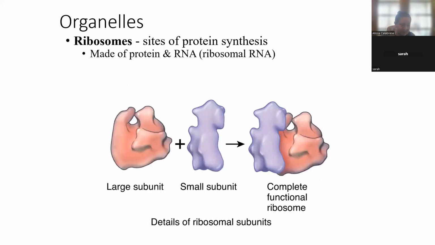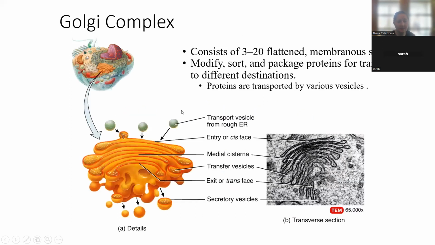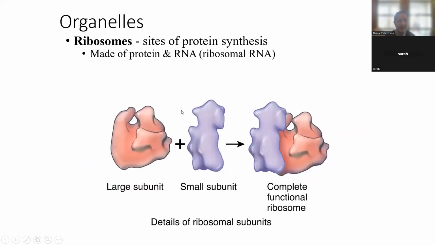All right, so those little itty bitty dots that were on the rough ER, those are the ribosomes. A ribosome is a site of protein synthesis. So this is where proteins are actually assembled. And proteins are just made of chains of amino acids. So your ribosomes help stick those together to form large proteins.